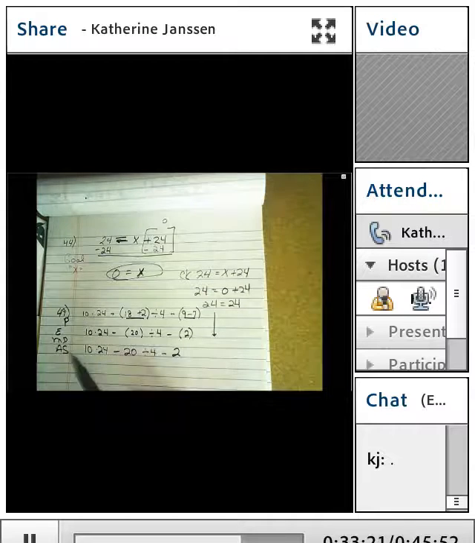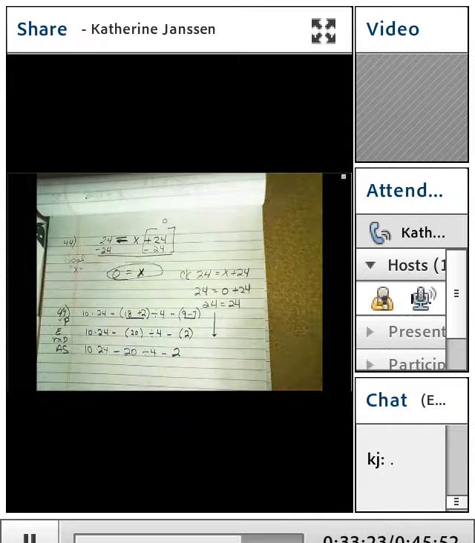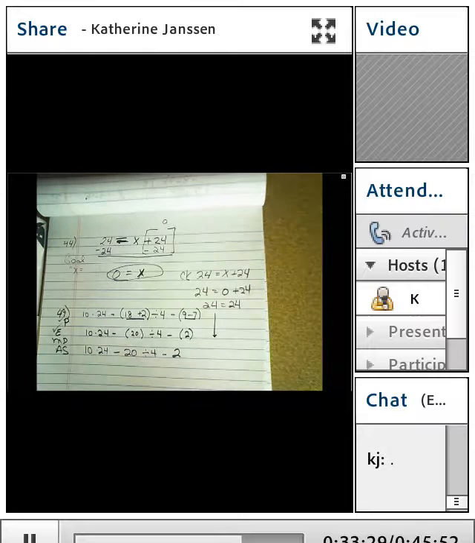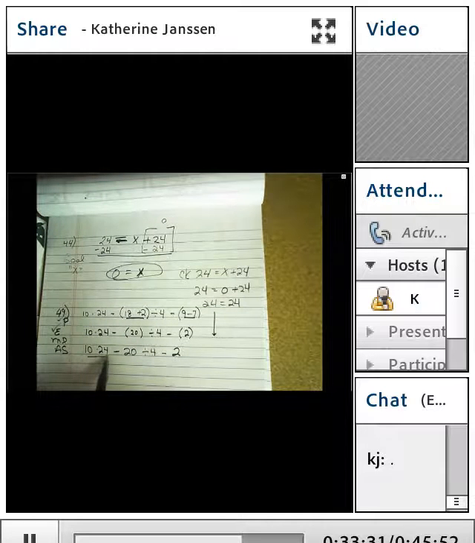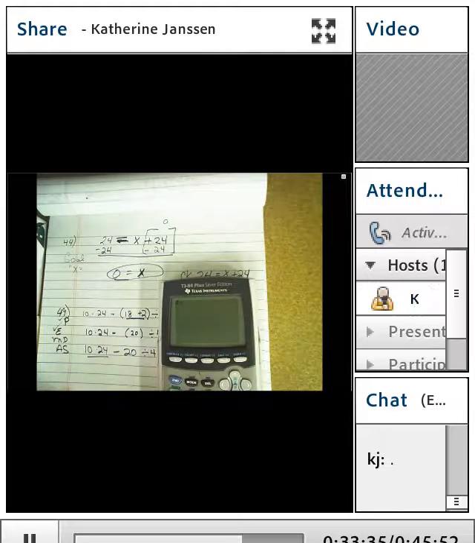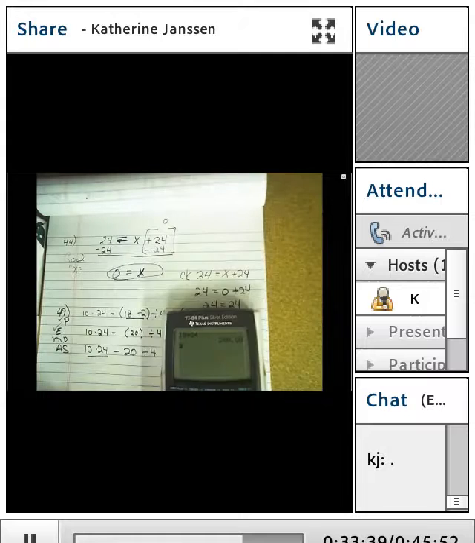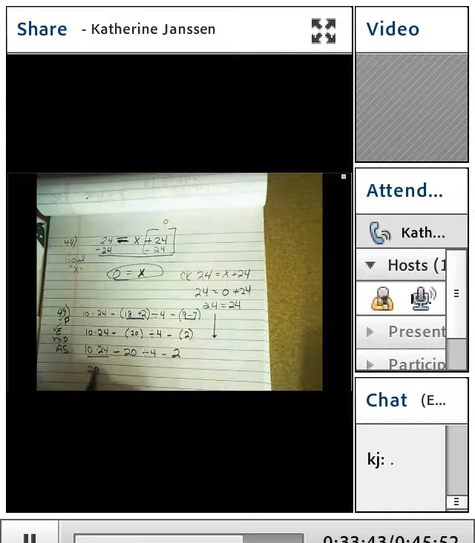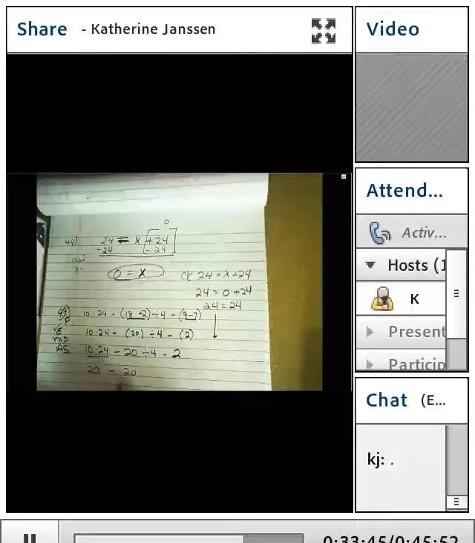So I have no more parentheses. There are no exponents, so I can check them off. Now I'm going to do multiplication and division from left to right as I come upon it. So first is 10 times 24. 10 times 24 is 240. Copy everything else down the same.